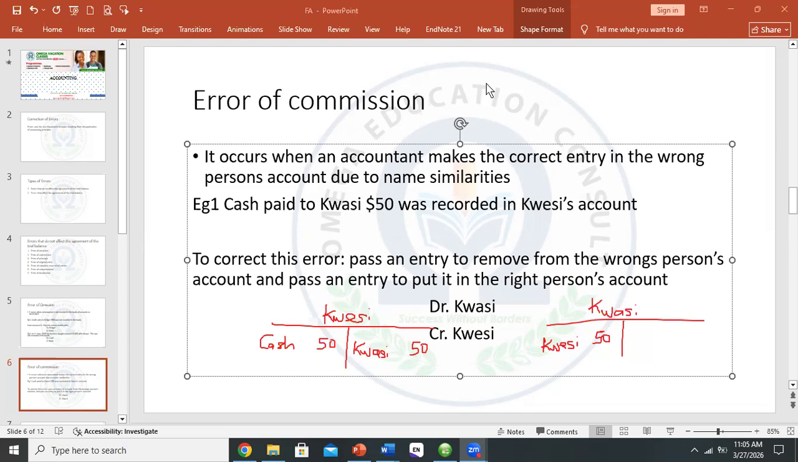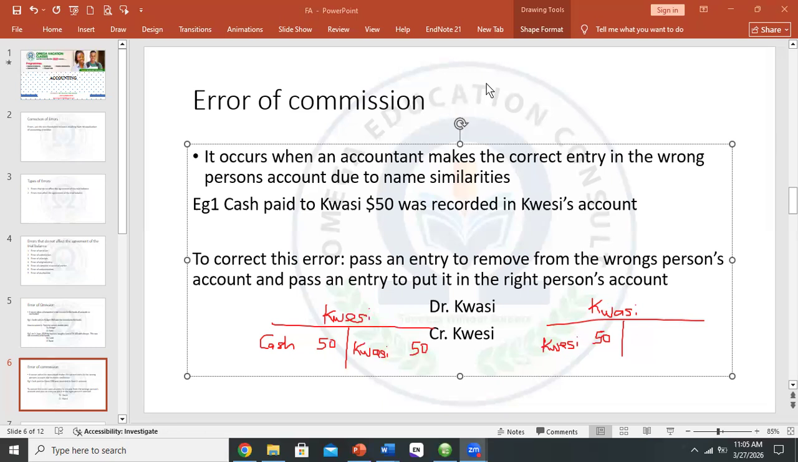Okay, so these are the 2 types of errors. Now we pick the first one. As a matter of fact, I demonstrated to you what it meant when we say it does not affect the agreement of the trial balance. So for those errors, when they occur, still your trial balance would agree. And then we have those that when they occur, the trial balance will not agree.